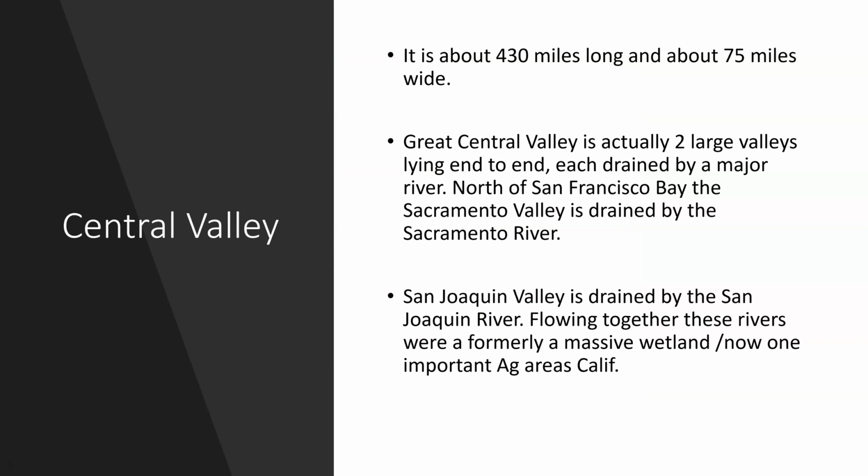I already mentioned some of these facts. We're 430 miles long, about 75 miles wide. The Great Central Valley is actually two large valleys, the Sacramento Valley and the San Joaquin Valley. The San Joaquin Valley is drained by the San Joaquin River, and they flow together to form a massive wetland, which we now use as the main ag source for the area. And then the Sacramento Valley is in the northern portion, and it is drained by a major river, the Sacramento River, which flows out into San Francisco Bay.